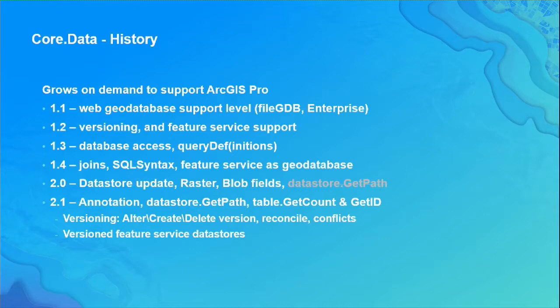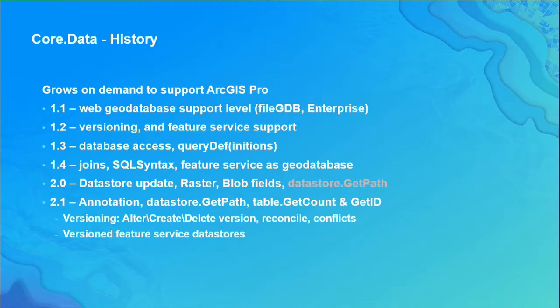1.2, we added versioning and feature service support. 1.3, we added database access. This is query layers and QueryDefs. Eric talked about those for joining classes. At 1.4, we added joins, the SQL syntax helper class to allow you to write better SQL. And feature services became geodatabases at 1.4.